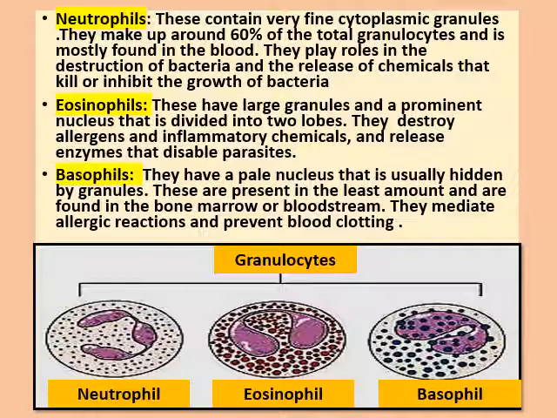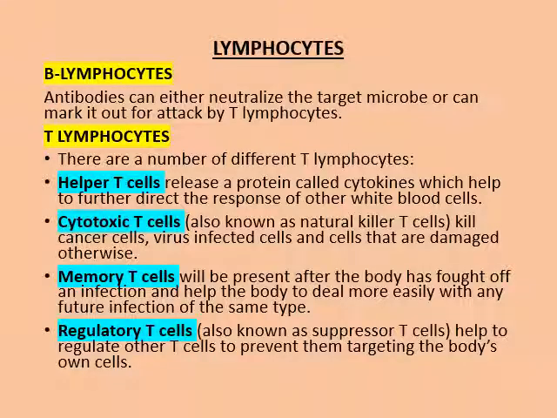So eosinophils and basophils are mainly involved in allergic reactions. But basophils are often seen in the blood smears under a microscope in case of different blood disorders. Lymphocytes. Lymphocytes are further classified into B lymphocytes and T lymphocytes. B lymphocytes make antibodies that can neutralize antigens on the microbe surfaces, and they are important in the reactions mediated by T lymphocytes. T lymphocytes are further classified into helper T cells.